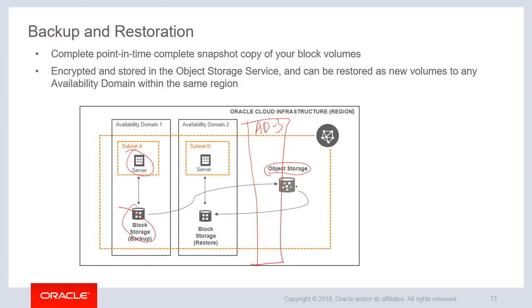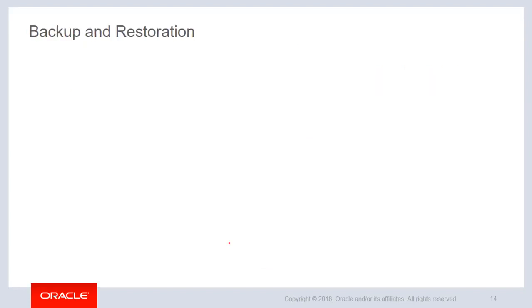So my backup is stored here, but let's say I want to do this for HA purposes or DR purposes. I want to create the same application and leverage my existing data in another AD. It's very simple. If we have the backup enabled, I can just go to object storage and restore from there as a new volume in my AD2, and my application would still be up and running. So this is how the backup and restoration works.